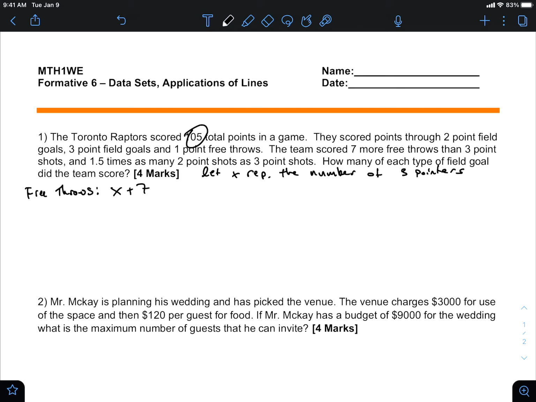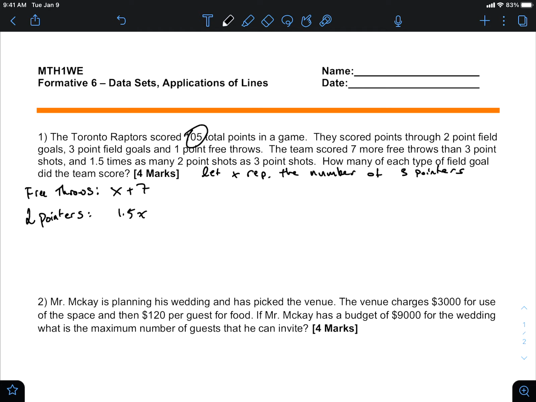Not too bad. Then just use that again. Let's do it again with the next statement. And 1.5 times as many 2-point shots. Okay, one thing you're going to notice here. Let's deal with this. 1.5 times as many 2-point shots as 3-point shots. Would everybody agree? There's the number of 3-point shots, and then you multiply by 1.5. Would everybody agree so far?